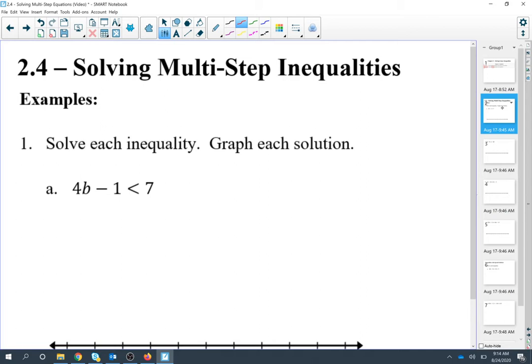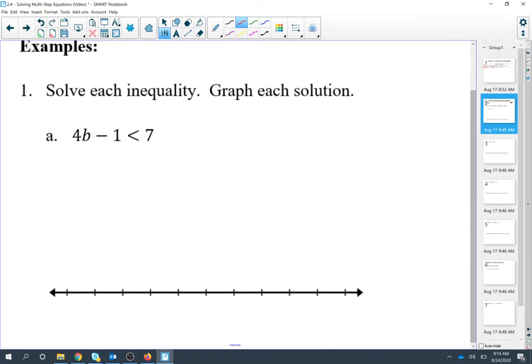Example 1, solve each inequality and graph each solution. Letter A, 4b minus 1 is less than 7. First thing I'm going to do is add 1, which is going to leave me with 4b is less than 8. Then I'm going to divide by 4. In this case, because I am dividing by a positive 4, there is no need to switch the inequality sign, so b is less than 2.